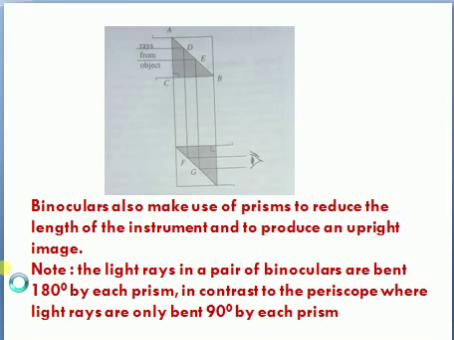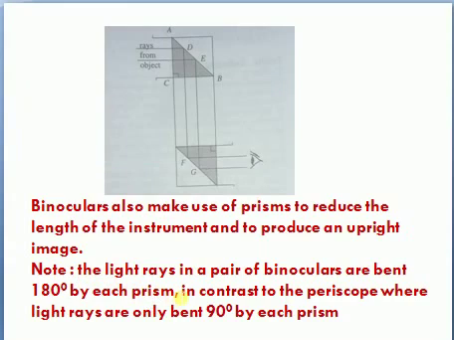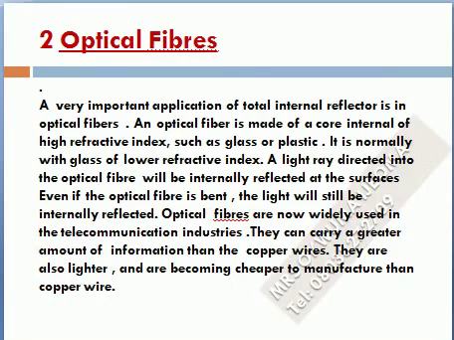Now in this case, the light ray in a pair of binoculars is bent at 180 degrees by each prism, unlike that of a periscope. So in this case, the two prisms are inclined at 180, whereas in the periscope, the two prisms are inclined at 90 degrees. Another application is in the optical fiber.